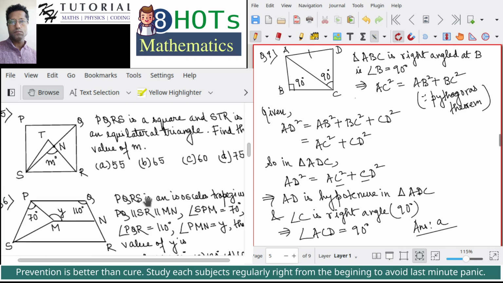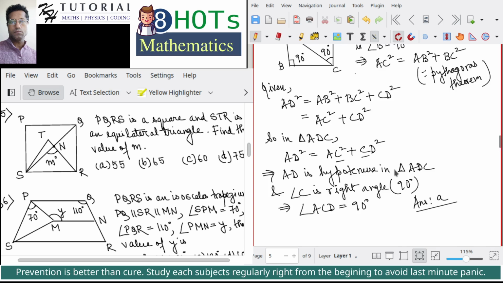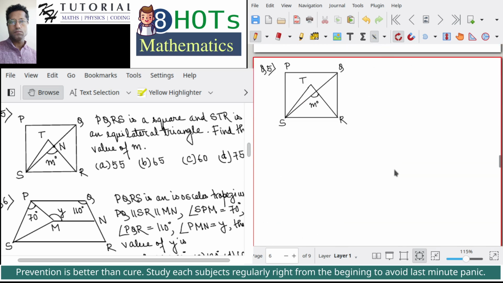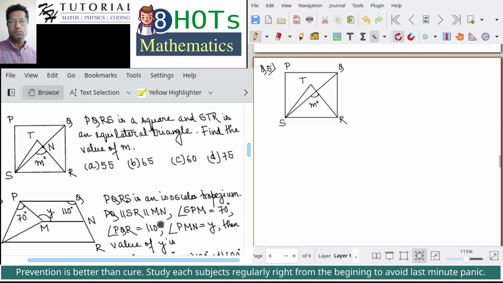Okay, let's do the next problem, question number 5. The problem says that PQRS is a square and STR is an equilateral triangle. Find the value of M. Okay, so I have roughly drawn the figure. PQRS is a square and STR is an equilateral triangle. And it is asking to find the value of M.